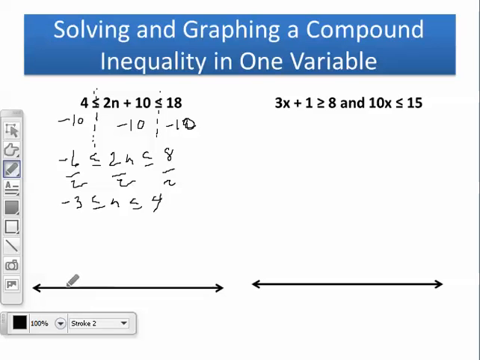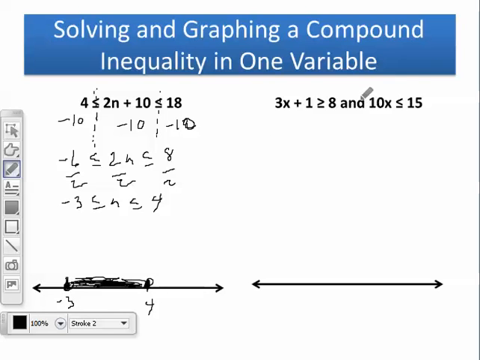Okay? So where am I at? Here's negative 3, here's 4. So n must be greater than or equal to negative 3. That means it's a solid circle going this way, and it's less than or equal to 4, solid circle going this way. It's everything in between there, isn't it? This must be an "and" statement.